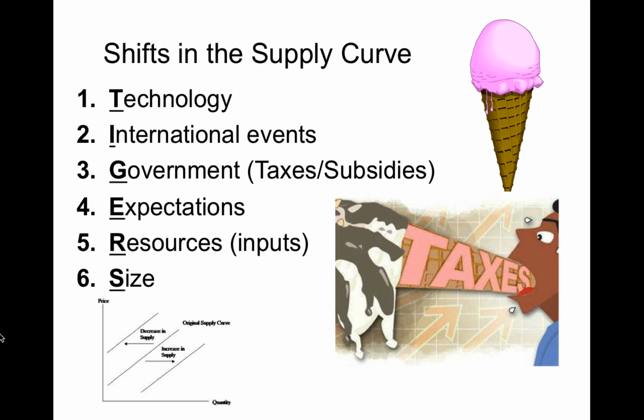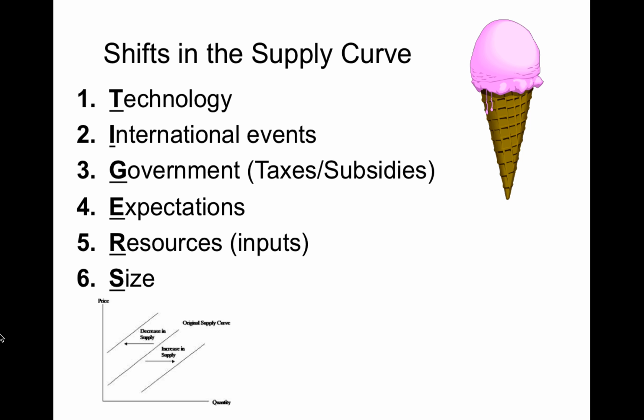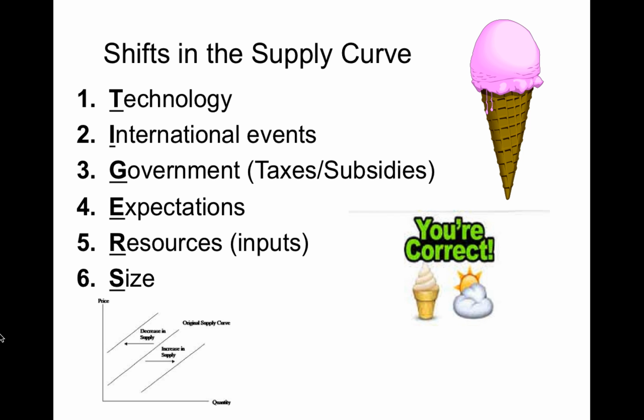Here we have the word tigers, and so G stands for government, and that's going to be taxes and subsidies. So remember that. E is for expectations, and so as a producer, again, if you know that it's going to be sunny out tomorrow and warm, what am I going to do now? Well, right now, I would hold back on my supply and wait till tomorrow so I can get more money for it tomorrow.